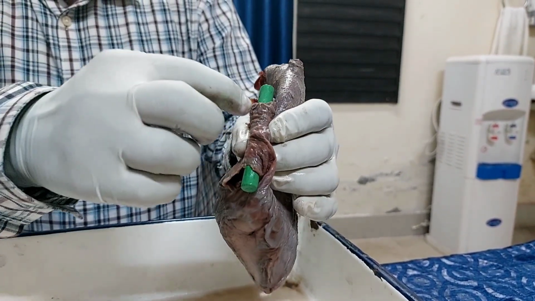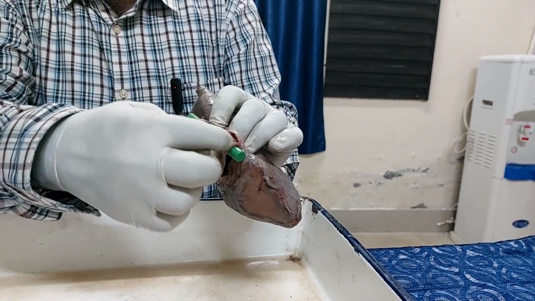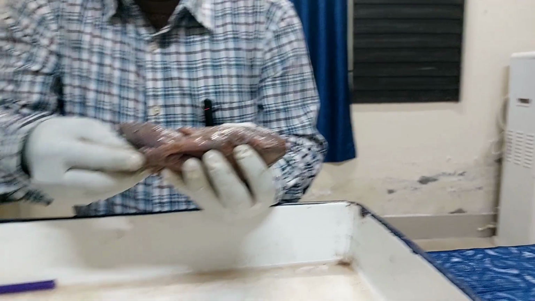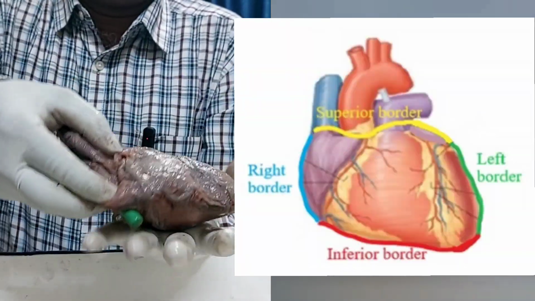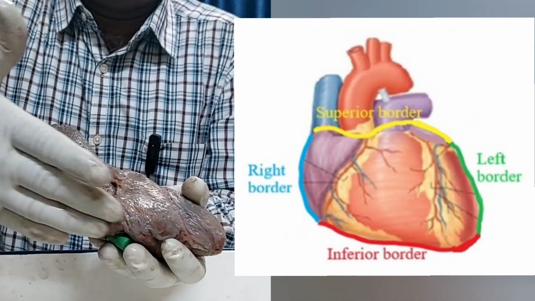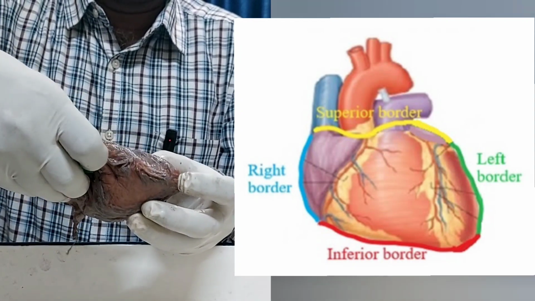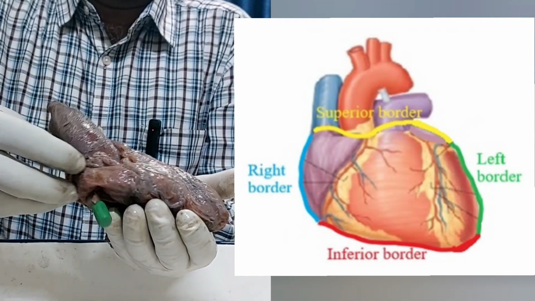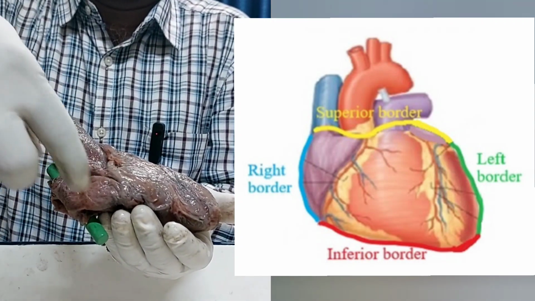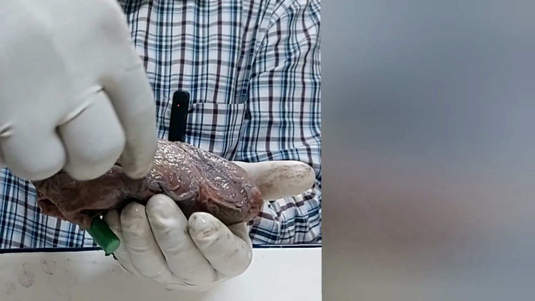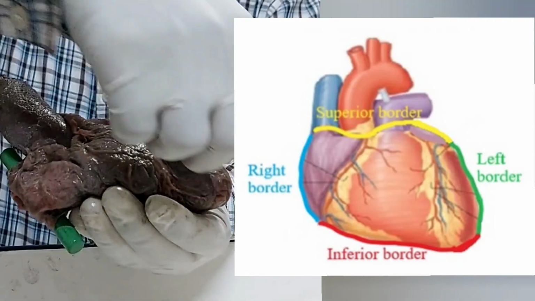So if you draw a line from the right border of the superior vena cava to the inferior vena cava, this is called the right border of the heart. This is the position of the heart. So this is the right side, right border of the heart. From that point to the apex, this is the position. So that should be the inferior border of the heart. So right border from superior to inferior vena cava. Inferior border from the inferior vena cava opening to the apex.